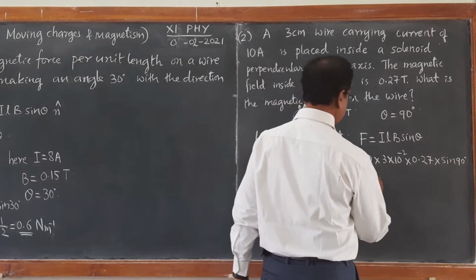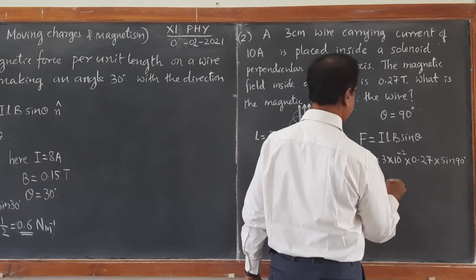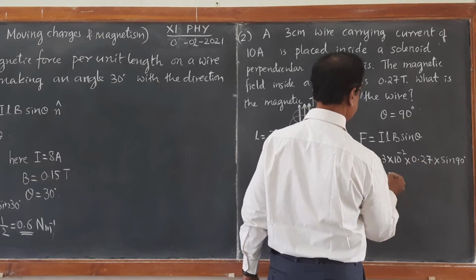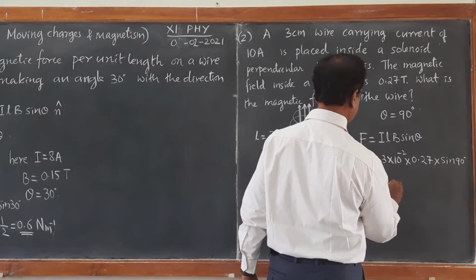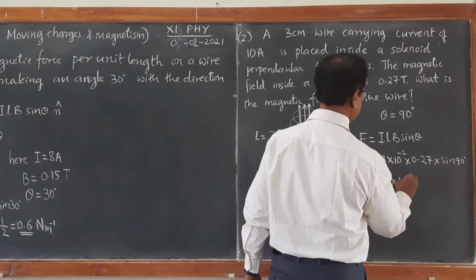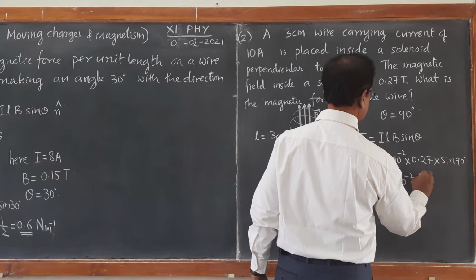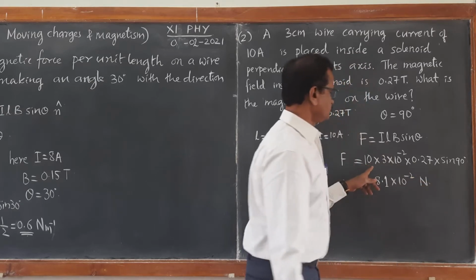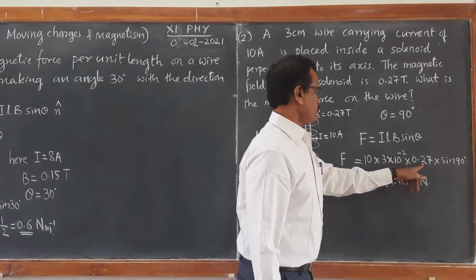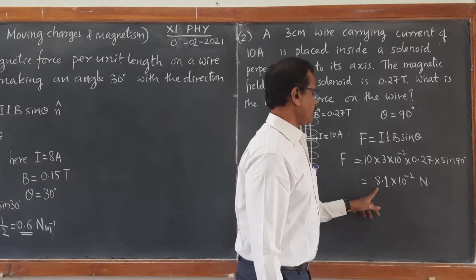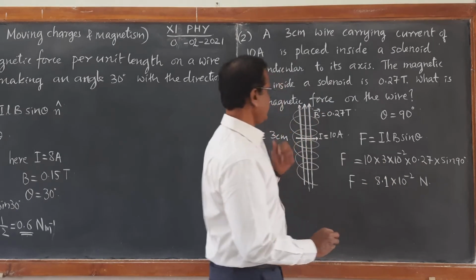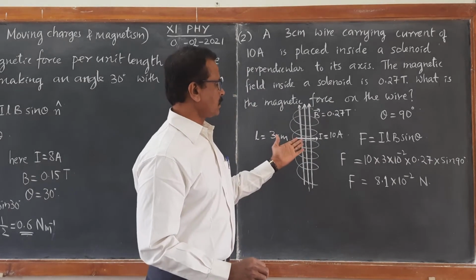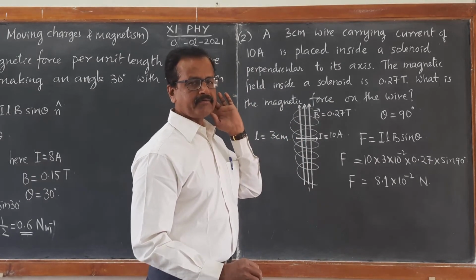Sin 90 is 1. Therefore 2.7 into 3 becomes 8.1, so F is 8.1 into 10 raised to minus 2 Newton. This is the force experienced by the current carrying conductor placed in the magnetic field.